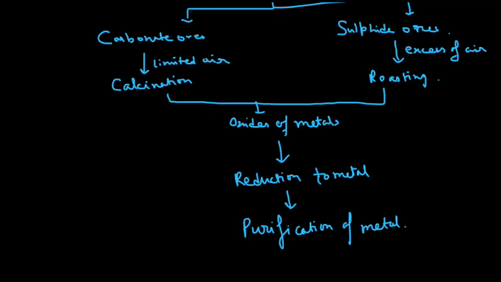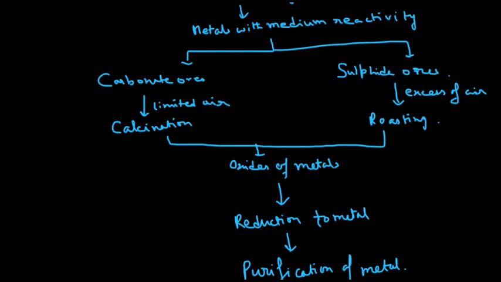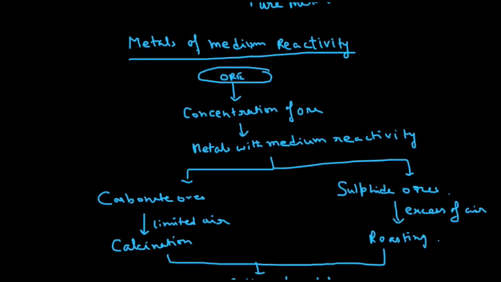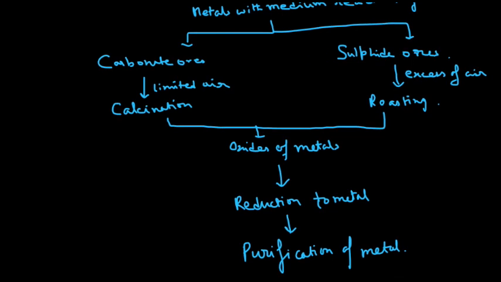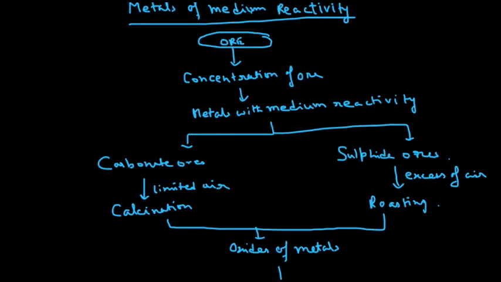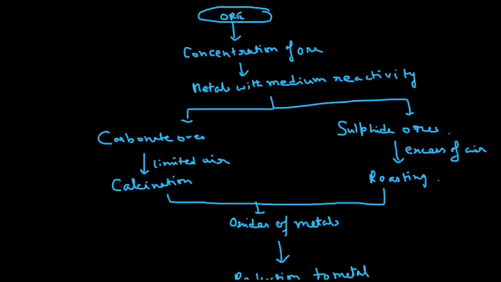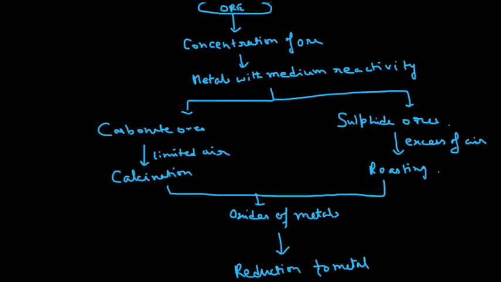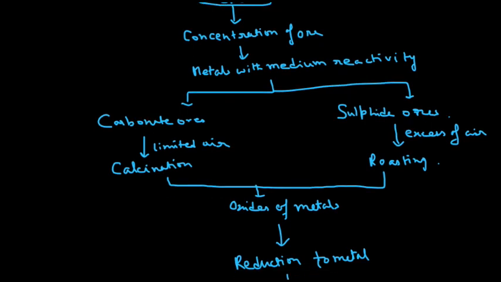So let us recapitulate the thing. Metals with medium reactivity, what we do? First we get metals in the form of ore, then we do concentration of ore. In concentration of ore, we found metals with medium reactivity. Then it can be either a carbonate ore.